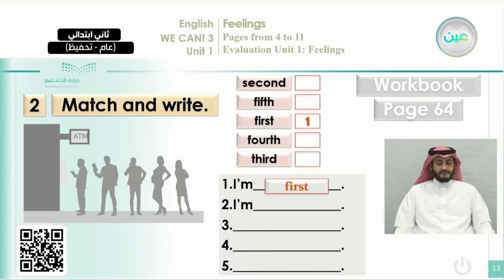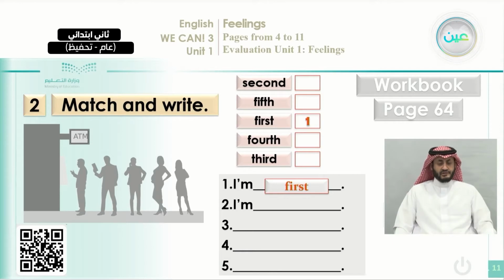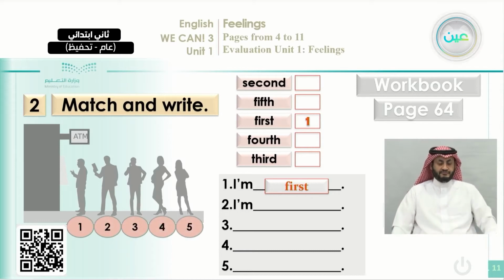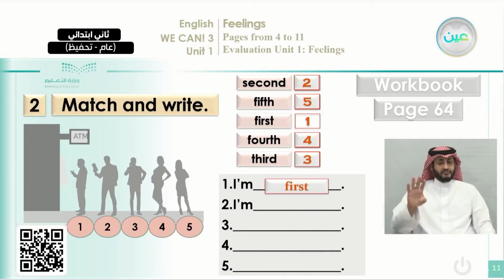Okay, we move now to another exercise that we had in our workbook, if you still remember, on page 64. As you can see here, there are 5 people waiting at the ATM machine, and they stand in order so that they start using the ATM machine. This one is number 1, number 2, number 3, number 4, and number 5. If we use the ordinal numbers, what do we say? We can say that number 1 is the first, number 2 is the second, number 3 is the third, number 4 is the fourth, and number 5 is the fifth.